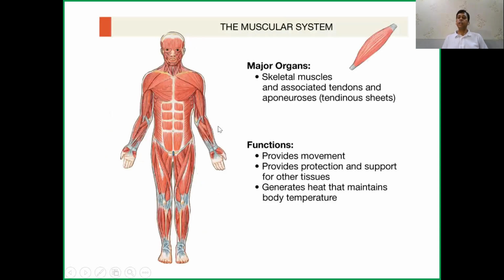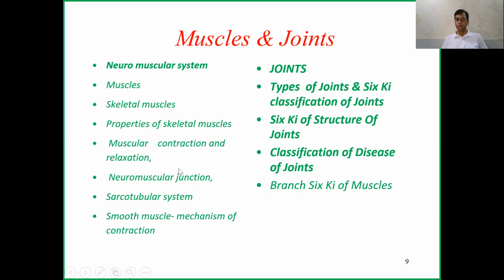Then the muscles and joints, about different muscles, what is the function of muscles. We know it provides movement, provides protection and support, and generates heat that maintains body temperature. So we will discuss in detail. We will even discuss the physiology of muscles, skeletal muscles, different kinds of muscular contraction, neuromuscular junctions, and how smooth and cardiac muscle work, all these things. In pathology, we'll discuss joints, the classification of joints, the classification of the structure of joints, the classification of diseases of the joint, and also the branch of muscles.